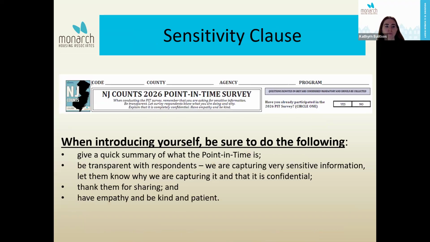Okay. Just as a reminder, when you're introducing yourself, you want to give a quick summary of what the point in time count is. Be transparent with folks you're talking with. We're asking for very sensitive information. Let them know why we're capturing it and that it is confidential. Always thank people for sharing, and be kind and patient.